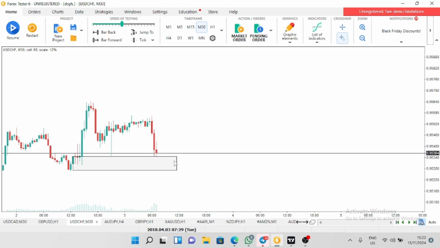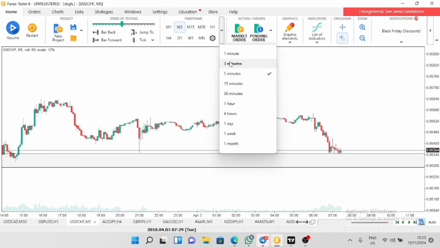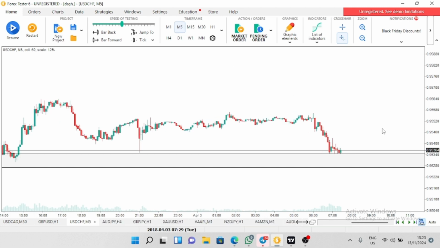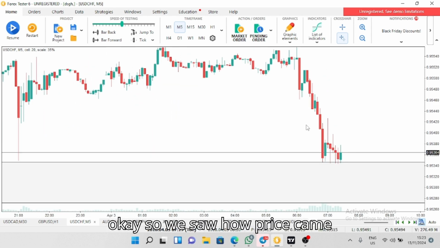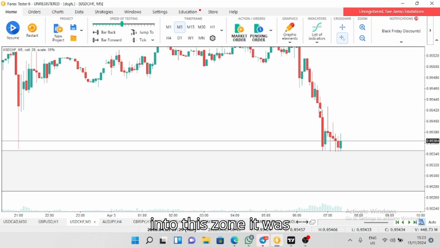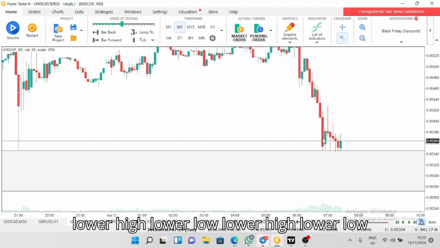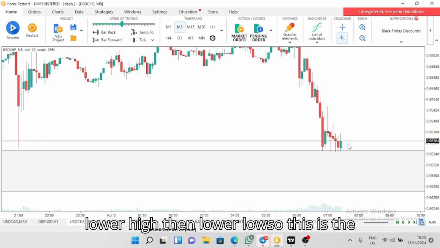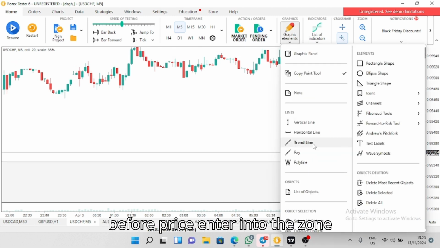Okay, so there we go. As soon as price hits our zone, we scale down to the 5 minute or the 3 minute. Let's use the 5 minute. So you saw how price came into this zone. It was scaling downwards. We have lower low, lower high, lower low, lower high, lower low, lower high, then lower low. This is the last lower low to end before price entered into the zone.